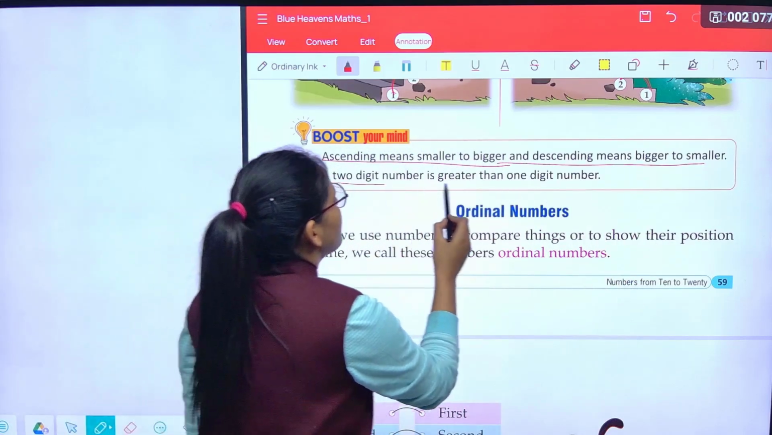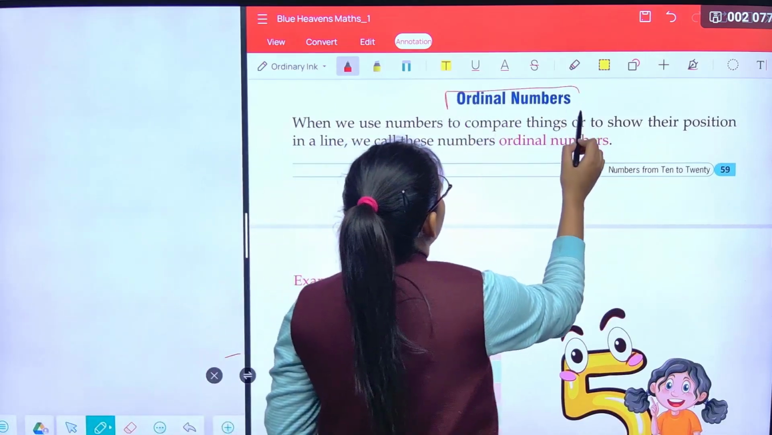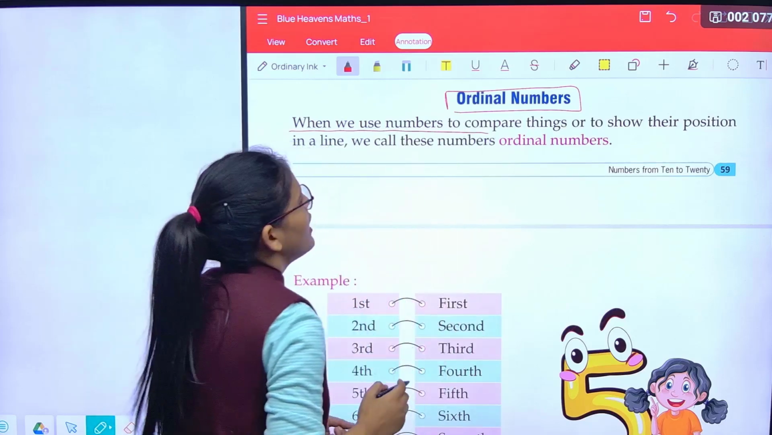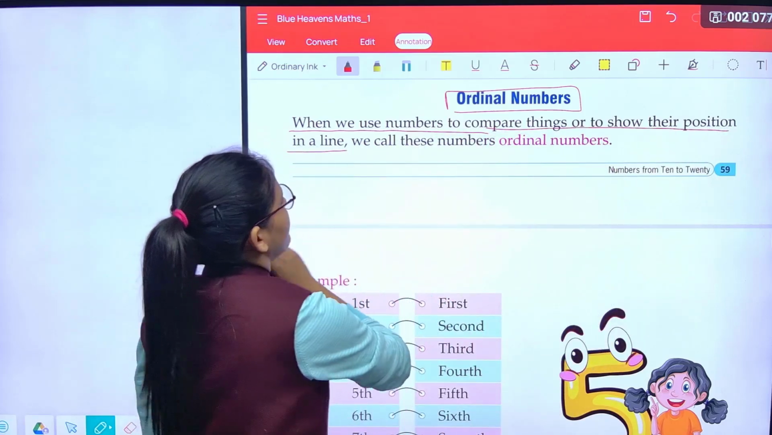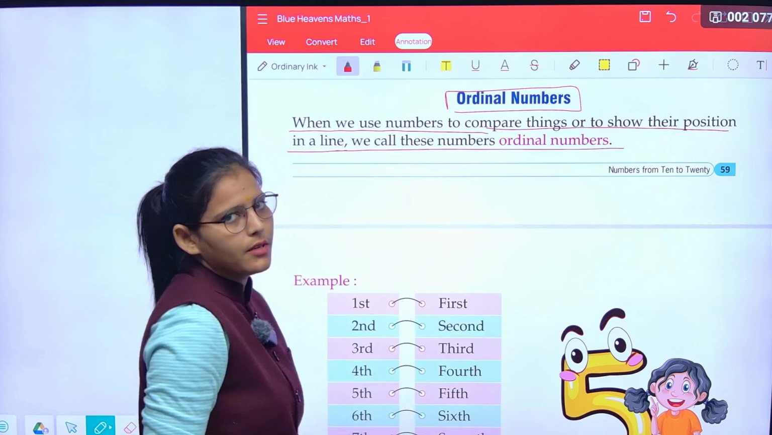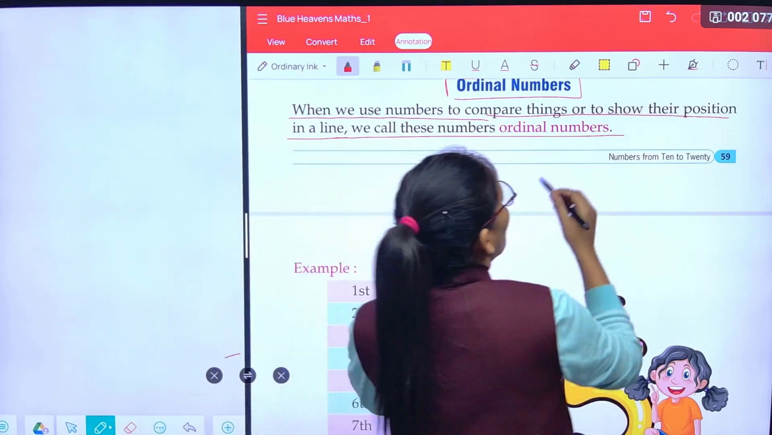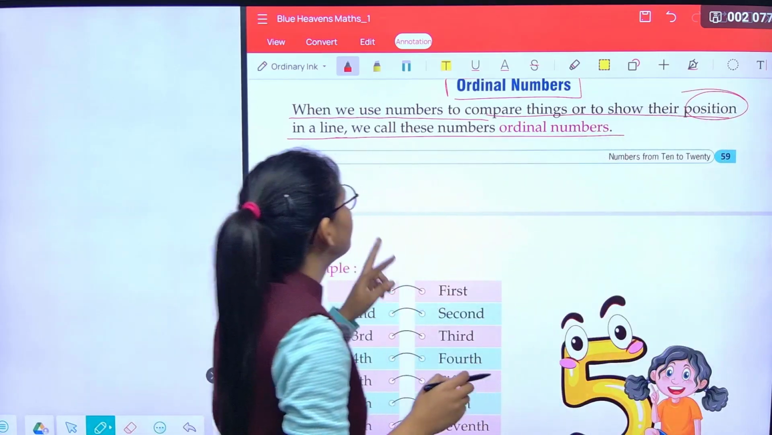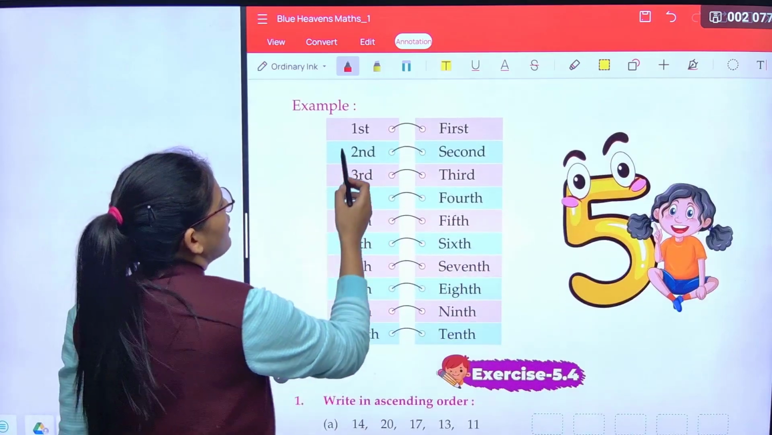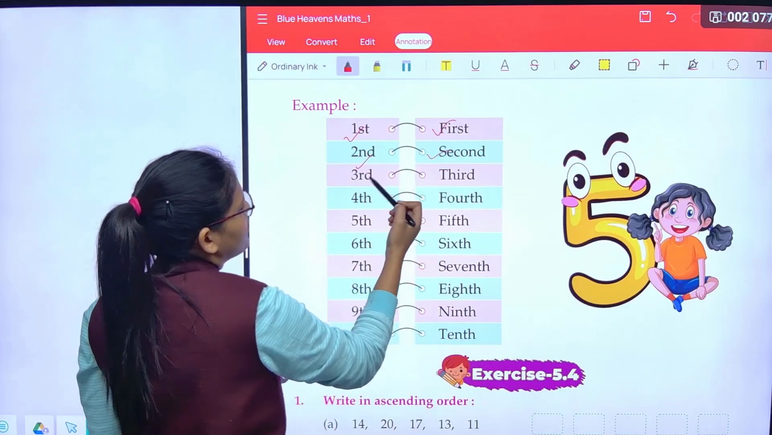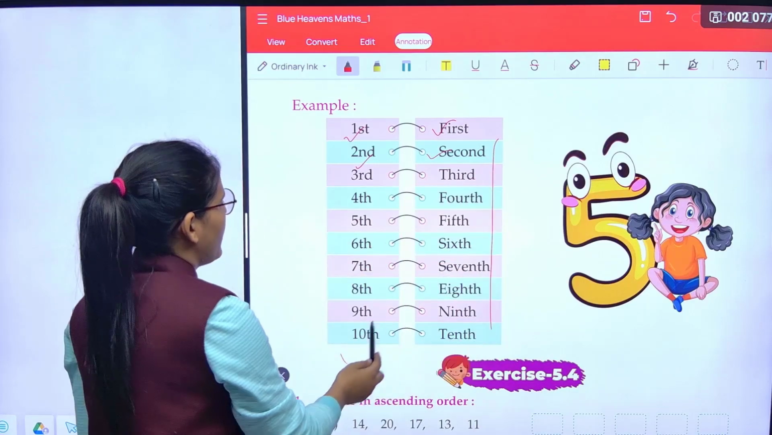Understand? A 2-digit number is greater than a 1-digit number. Come on ordinal numbers. When we use numbers to compare things or to show their position in a line, we call these numbers ordinal numbers. Okay class, जब हमें किसी चीज की position बतानी होती है, तो हम कौन से नंबर का यूज करते हैं? It is ordinal numbers. Now class, example: first, second, third, fourth, fifth, sixth, seventh, eighth, ninth, tenth. Here is ordinal numbers. Okay.